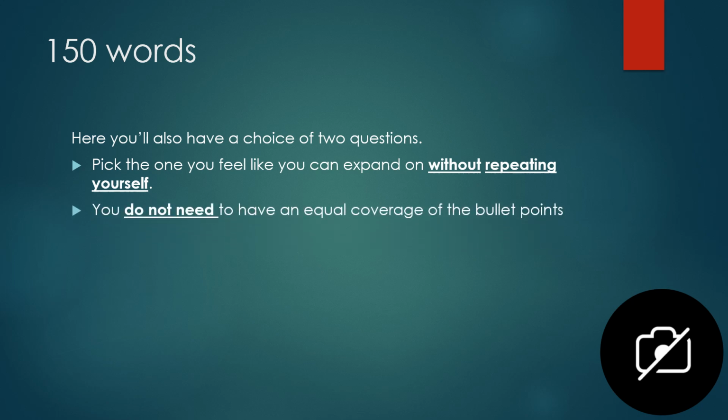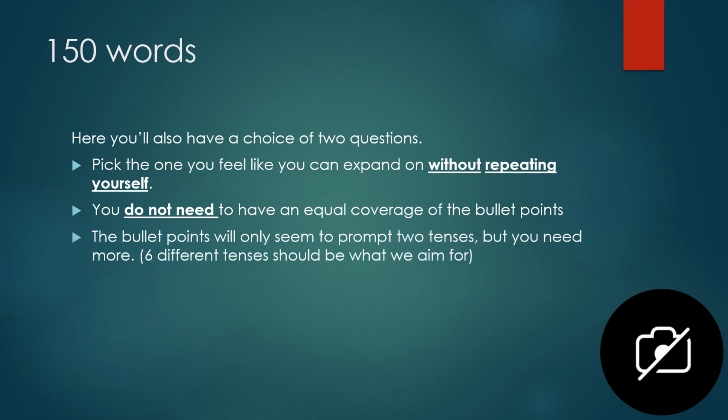You do not need to have an equal coverage of both of the bullet points. If you can write 100 words on one, 50 on the other, please do. You do not need to cover them equally, 75-75. The bullet points will only seem to prompt 2 tenses, but you do need more. I would advise 6 different tenses, but that can be present tense, the 2 different past tenses, the preterite and the imperfect, conditional, the future tense saying voy a, and also saying the future tense just with the é, with the accent on the end. So it can build up quite quickly.